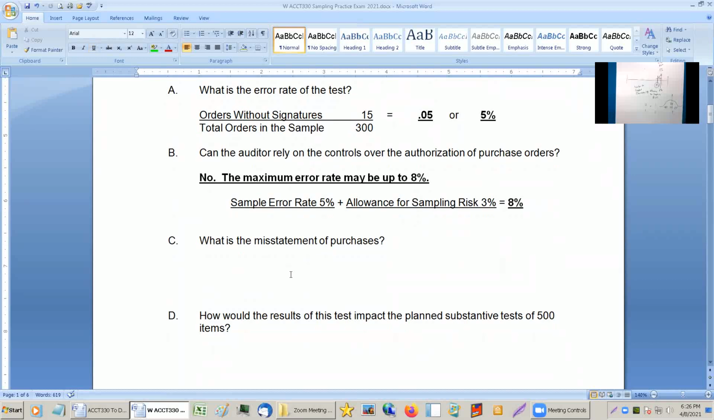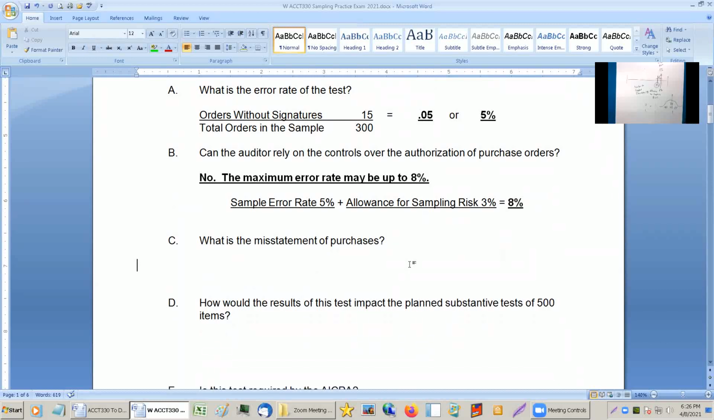Okay, what was the misstatement of the purchases? Unknown.